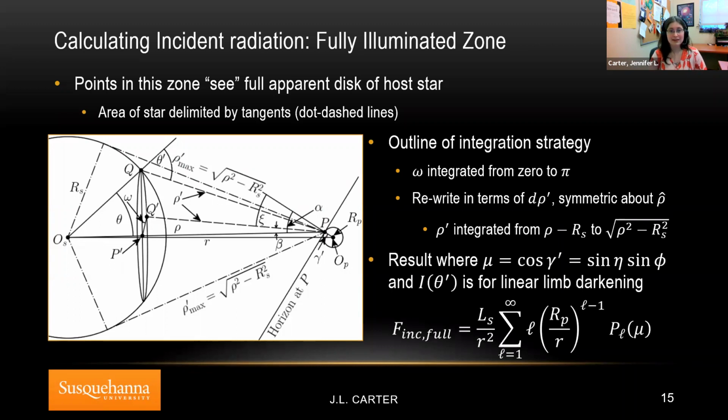The incident radiation received at a point P within the fully illuminated zone for linear limb darkening is given here in terms of mu, which is cosine of gamma prime. And it's written in terms of these Legendre polynomials of mu, which is great. The integration gives you an exact result that turns out to be a generating function for the Legendre polynomials. However, when you go on to calculate luminosity, it turns out that integrating this intensity distribution ends up being non-analytical.